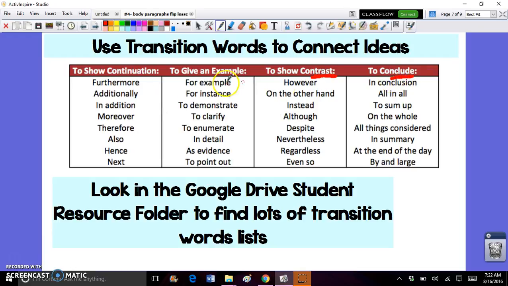And there are many, many other categories of transition words. Please refer to the handout you received from me. And also the Google Drive student resource folder has lots and lots of transition word lists.